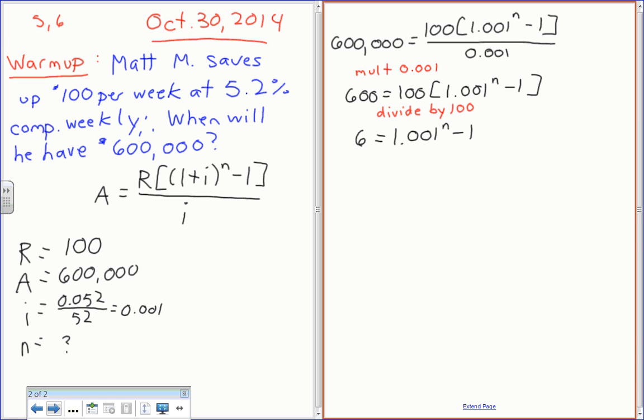How do you get rid of a negative one? Plus one. Yeah, plus one, okay. So we're gonna add one. So this is just gonna turn into 7 equals 1.001 to the n. All right, now we can log. What Andrew was saying, we couldn't log before. We have way too much stuff going on. Remember, we can only log when we have one thing on the left, one thing on the right.